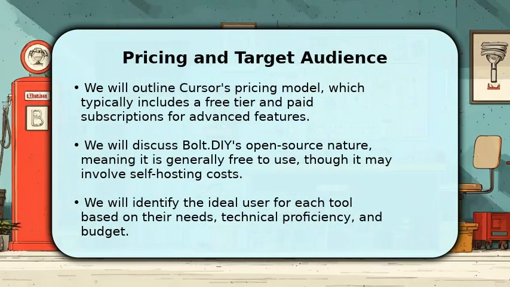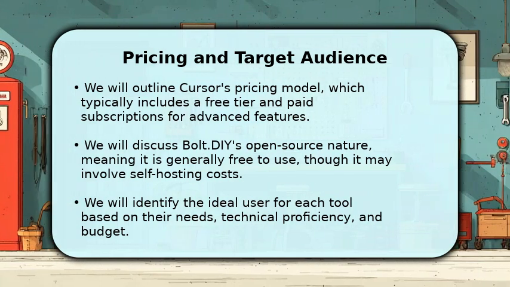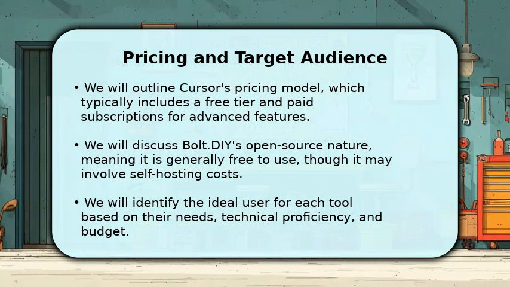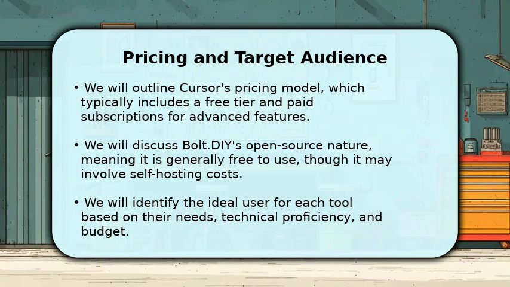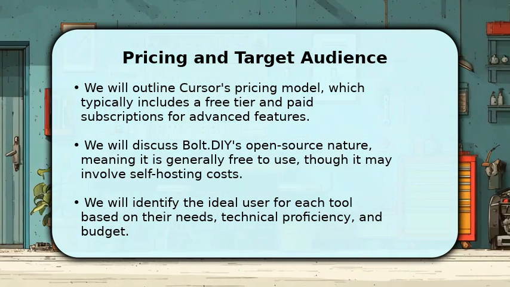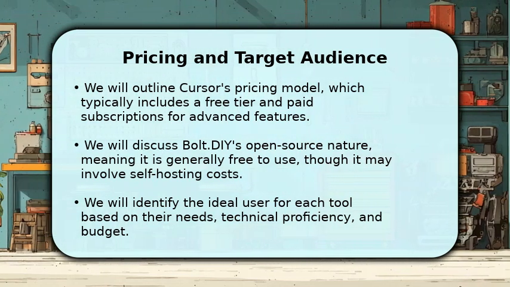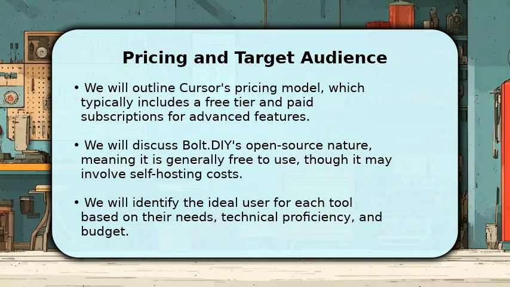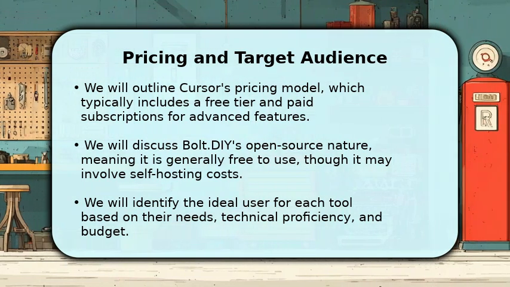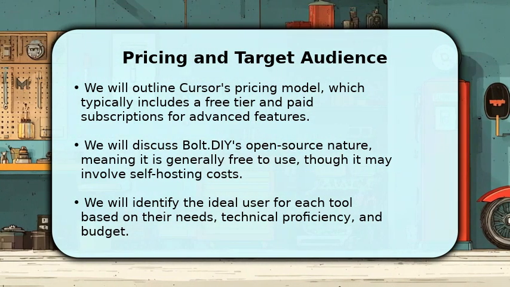Finally, let's consider the pricing models and target audiences for Cursor and Bolt.DIY. Cursor typically offers a tiered subscription, with a free option and paid plans providing advanced features and support. Bolt.DIY, being open source, is generally free to use, though it may involve self-hosting costs and community-driven support.